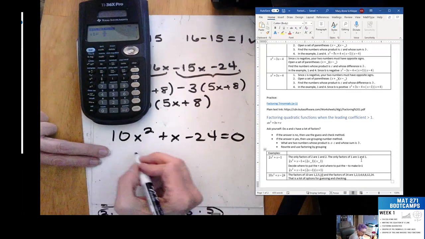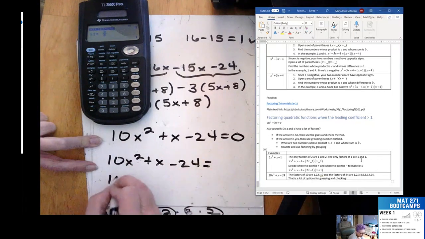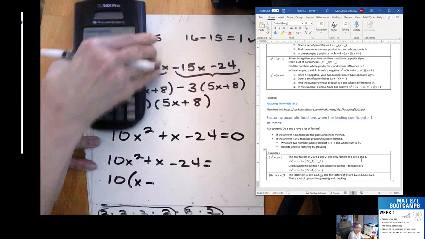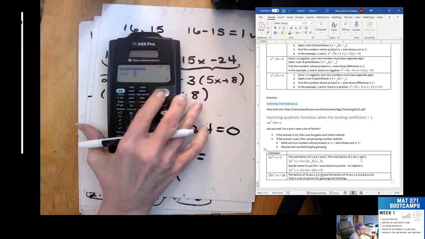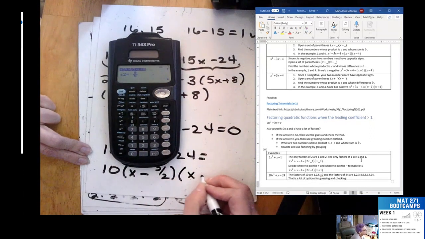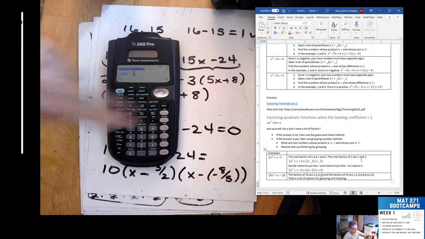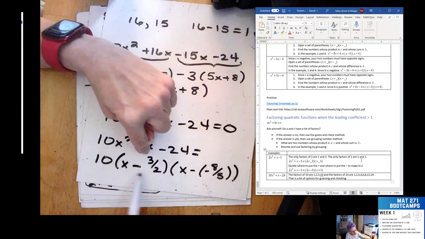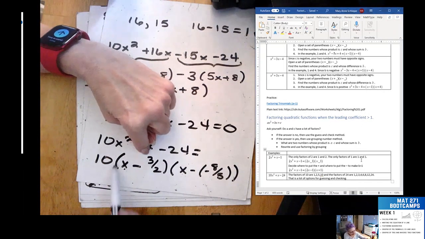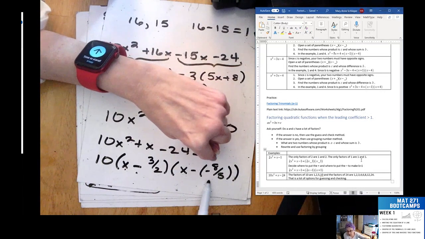So this means that 10x squared plus x minus 24 is equal to 10 times x minus the first 0 that it gives me, 3/2, times x minus the other 0 that it gives me, minus negative 8/5. Well, that doesn't look quite right because it has stupid fractions in it. Nobody wants stupid fractions. Well, if I multiply this term by 2 here, then that fraction would go away. And if I multiply this term by 5, then that fraction would go away.